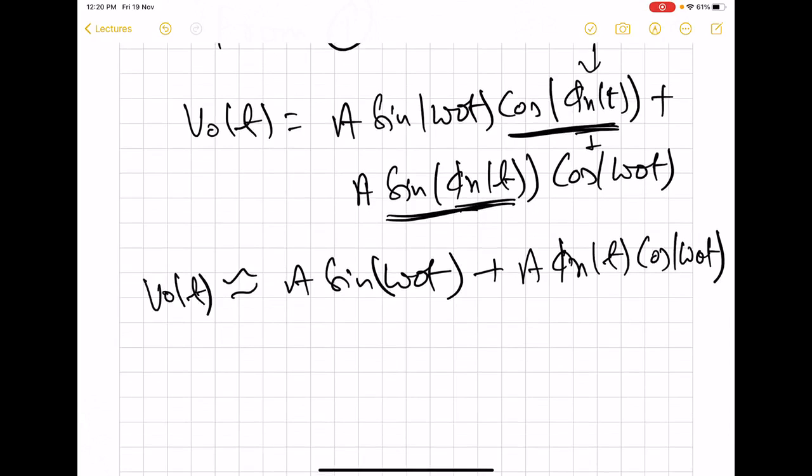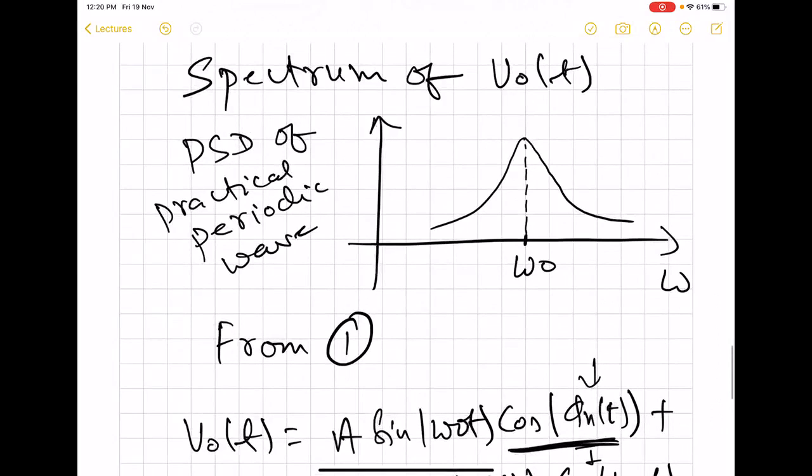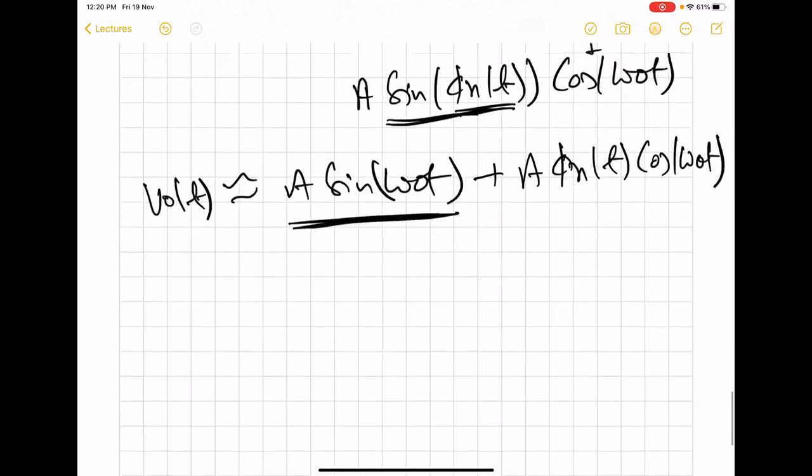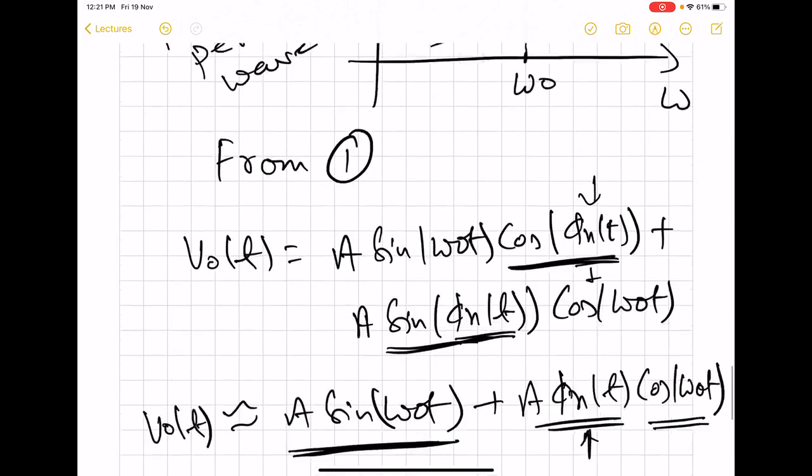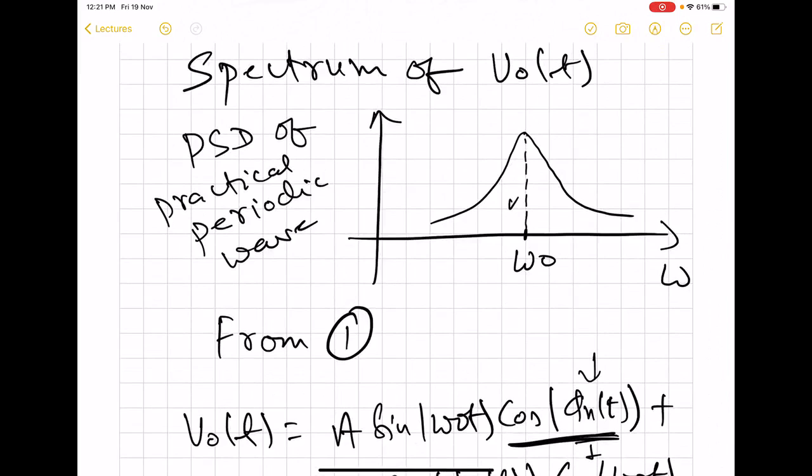So what this says is that if we try to find out the power spectrum density of this, it will contain an impulse. That means it will contain this pure sine wave, which is present here. And then it will contain the power spectrum density of this phi n shifted to omega naught. And the power spectrum density of this phi n is responsible for widening of this profile.